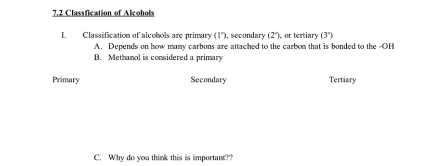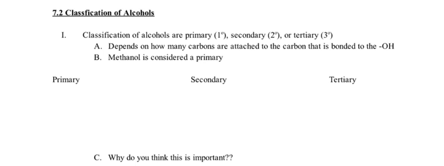Okay, so we left off learning how to name certain alcohols. And so we're going to continue on. We're going to classify them, and then we're going to talk about phenols a little bit later on. So the classification of alcohols is either primary, secondary, or tertiary. It depends on how many carbons are attached to the carbon that's bonded to the OH.